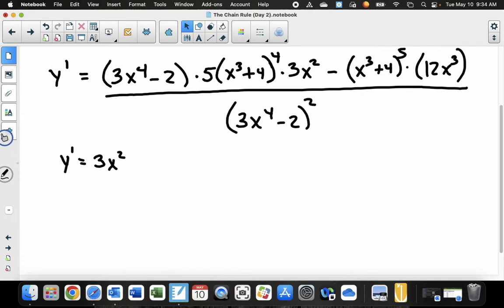Then if we look, you also have an x cubed plus 4 in both parts, and you've got at least 4 of them, which I can factor out. So the other thing I'm going to factor out is the x cubed plus 4 to the 4th power.